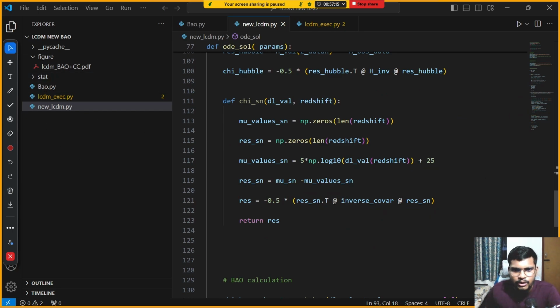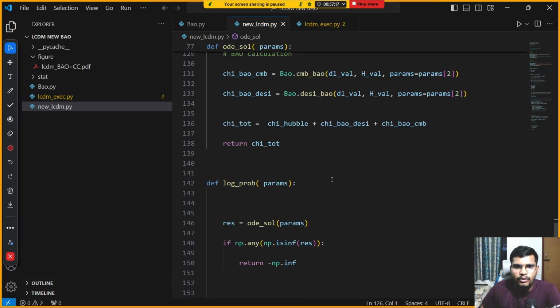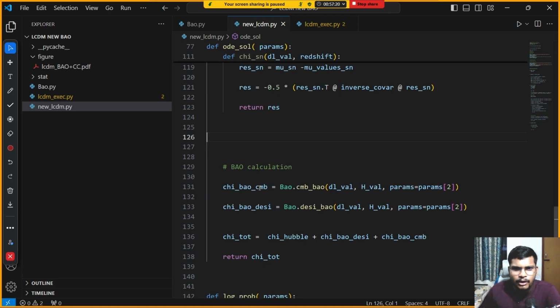Now come to the important part, the BAO result. So how can we do the BAO result? BAO computation is again pretty simple. I have imported BAO. Import BAO. BAO contains what? BAO contains two files.